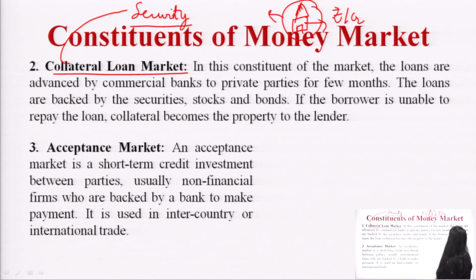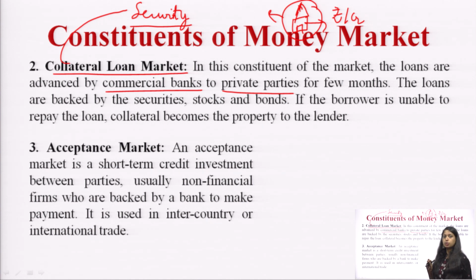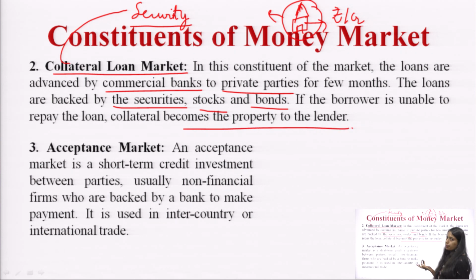So in this constituent, the loans are advanced by commercial banks. So who is giving the loan? The commercial banks are giving the loan. To whom? To the private parties for a few months. So less than 12 years, and approximately for 180 days they give the loans to the parties. And these loans are backed by the securities, any collateral, it could be any stock, any bond. And if in case the borrower is unable to repay the loan, what will happen? They will seize the property of that particular collateral.